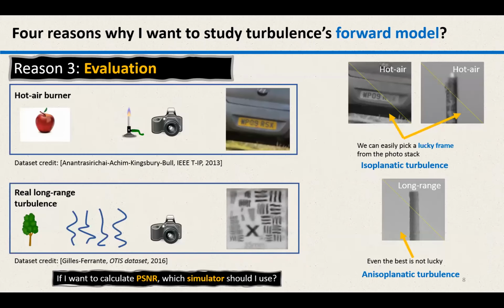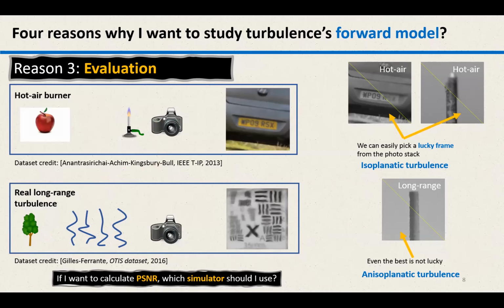The third reason I want to study the turbulence forward model is that there is some kind of misconception in our community that all kinds of real data would be valid. In fact, there are different types of turbulent effect. You can put a camera right next to the hot air source, or you put a camera via a very, very long range turbulent effect. The images that you're going to collect will be different.